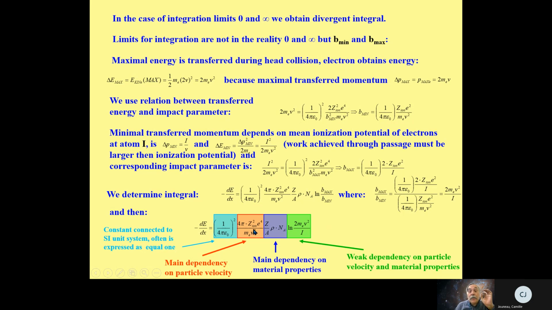But the most important thing to remember is that for ionization losses, we have a square dependency on the charge of this particle, a linear dependency on the atomic number of this material, and an inverse dependency on the square of the velocity of movement of this particle in the material.